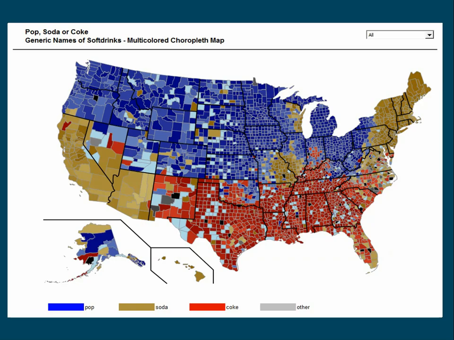All right, so this one we've seen before. This was the Pop, Coke, and Soda controversy map that was created by, oh gosh, I forgot his name. Robert. Oh, I can't remember. Robert something. But yeah, he created this map to try to see what people were calling Coke in different locations.